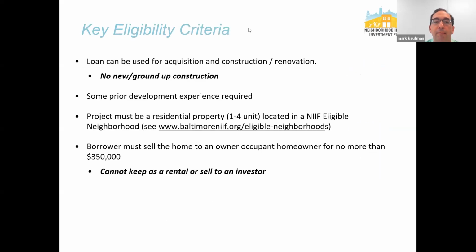These are for rehab transactions in our footprint. So it's not ground-up new construction. It's ideally row house renovation. They do require some prior development experience. Projects are 1 to 4 residential, and they have to be sold for homeownership. The idea here is to create affordable homeownership opportunities. The sale price for the end buyer is supposed to be up to $350,000 as we're trying to keep the product affordable.